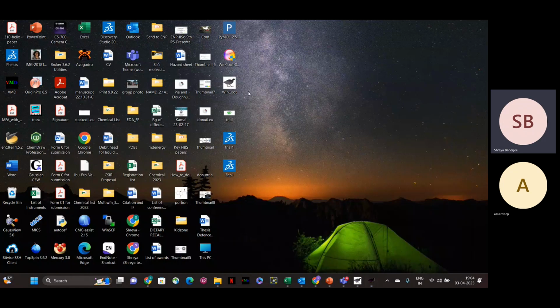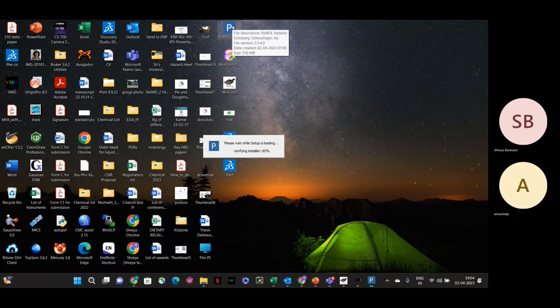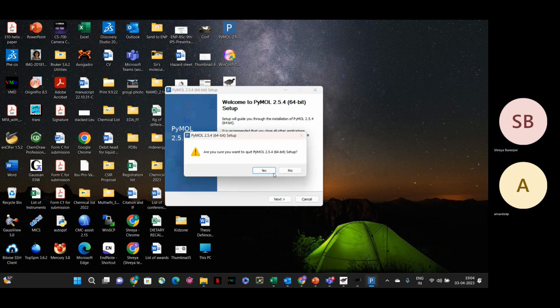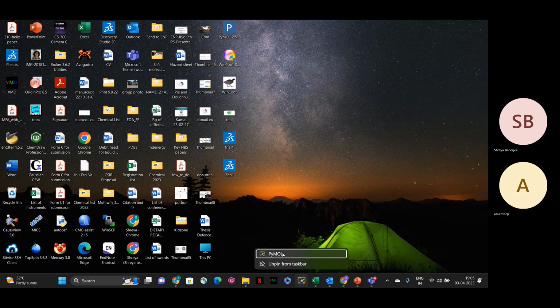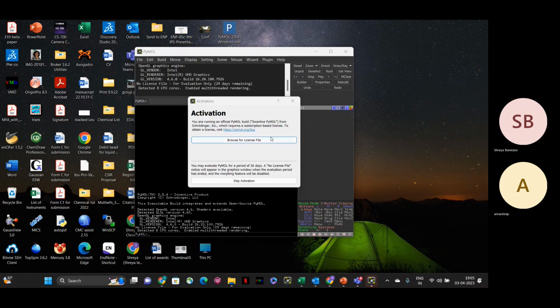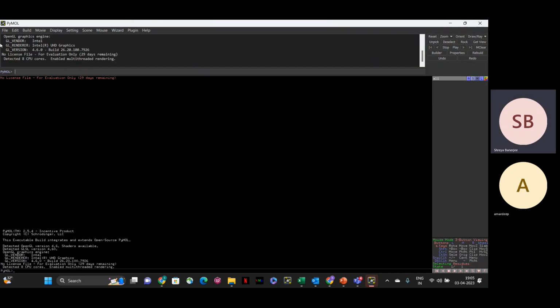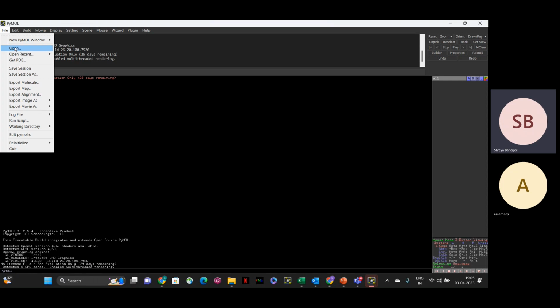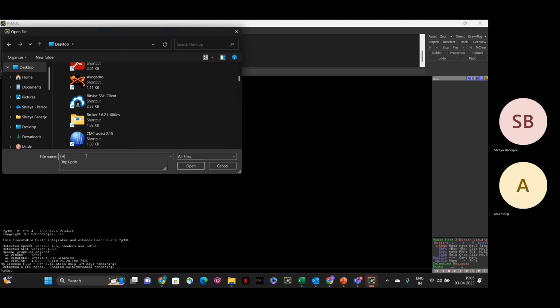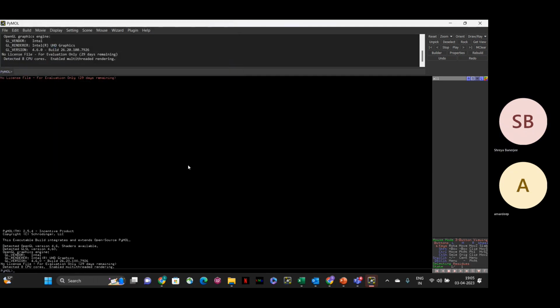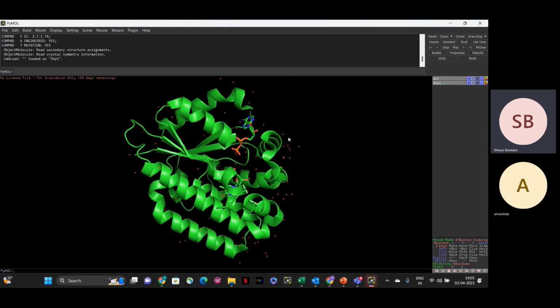Firstly, PyMol is here. I think I'll close Coot for now. Yes, so this is the PyMol terminal. You can go to File, Open, and choose the PDB. We had 3HP1. Then open. So this is the PyMol structure that you can see.